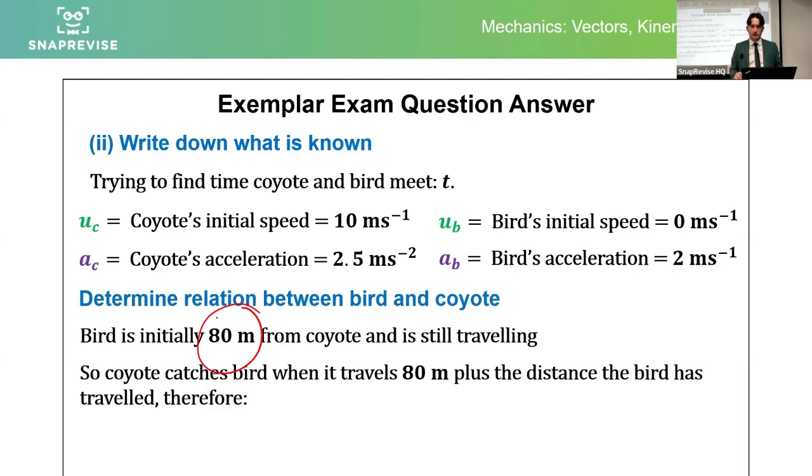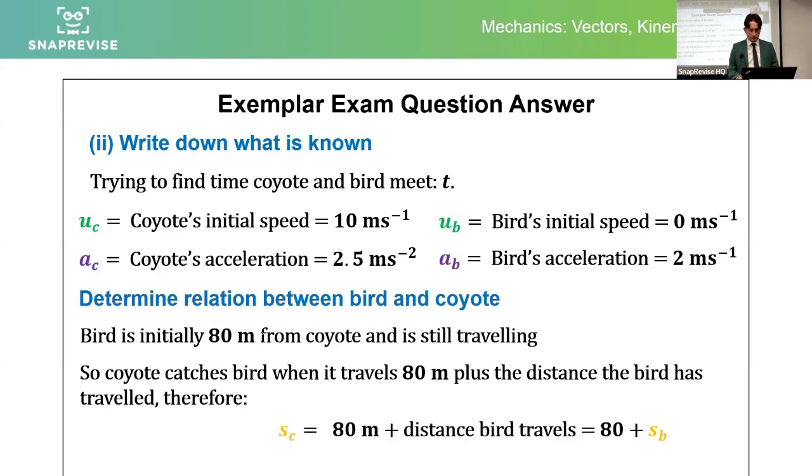So if we were going to define the displacement, the position is going to be 80 meters. The two locations will be 80 meters apart. So the displacement from a fixed origin of the coyote will need to be 80 plus the distance the bird travels. So what we're saying is for the coyote to catch the bird, it basically needs to make up 80 meters worth of ground as well as the distance that the bird has traveled in that time.